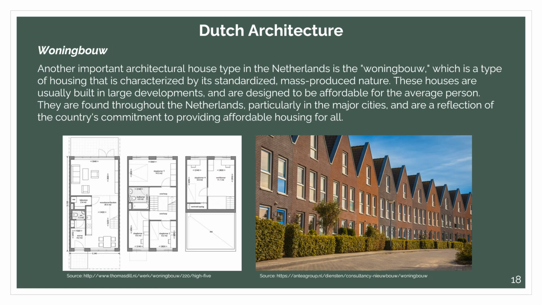Woningbouw. Another important architectural house type in the Netherlands is the woningbouw, which is a type of housing that is characterized by its standardized, mass-produced nature. These houses are usually built in large developments and are designed to be affordable for the average person. They are found throughout the Netherlands, particularly in the major cities, and are a reflection of the country's commitment to providing affordable housing for all.